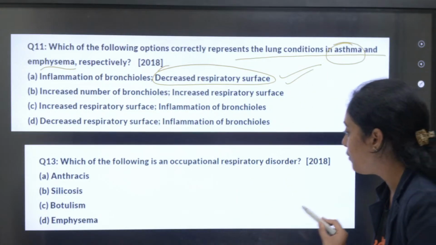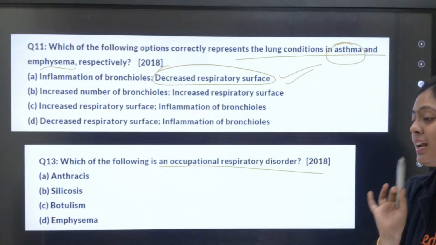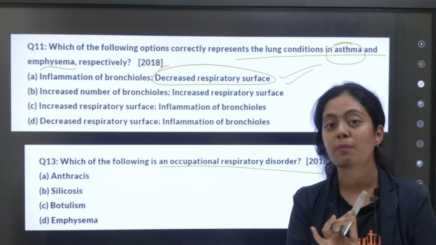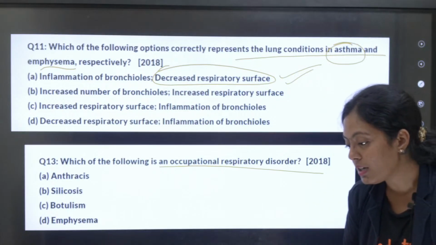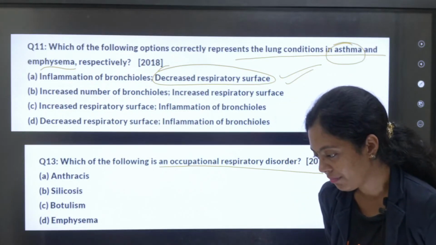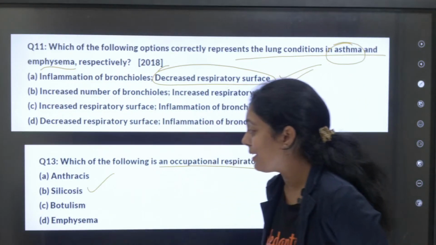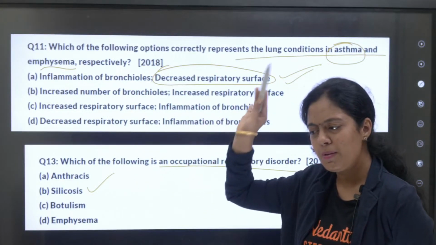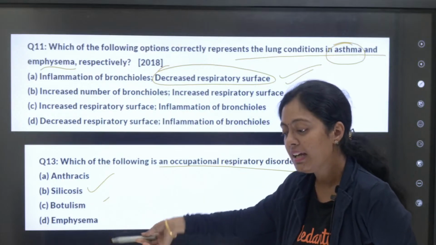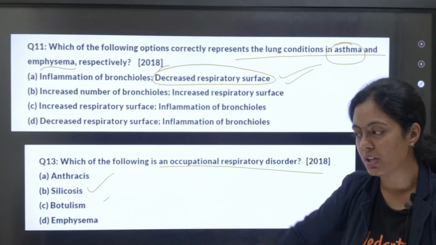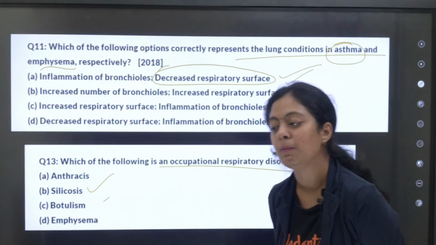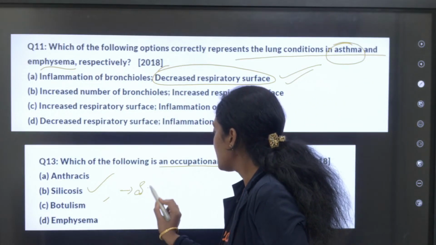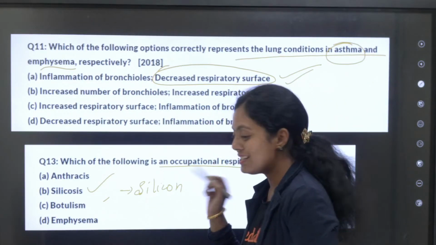Okay, which of the following is an occupational respiratory disorder? In 2018, both questions they have asked from disorders. Okay, what is this answer? B, very good. I discussed this. Silicosis. Anthracis is caused by bacteria. Botulism is food poisoning. Emphysema is caused due to cigarette smoking. So the answer is option B, guys. Silicosis is caused due to the exposure to silicon or silica.